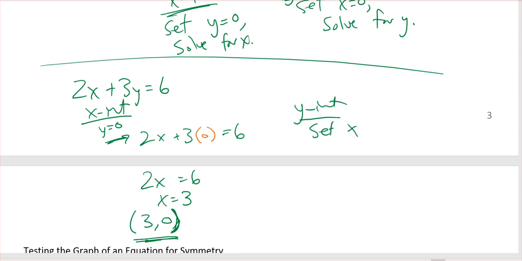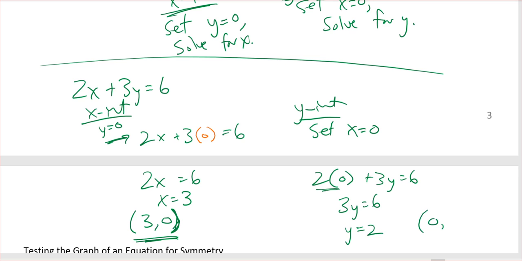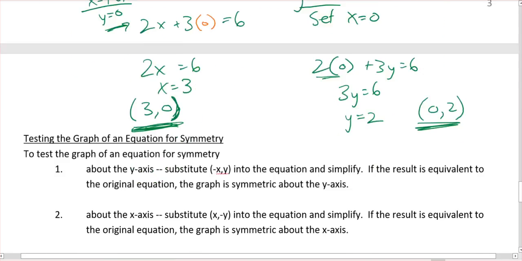And we can find y-intercepts too. Set x equals 0 now. So we get 2 times 0 plus 3y equals 6. That goes to 0, so we have 3y equals 6, and dividing by 3, we get y equals 2. So the point (0, 2) is a y-intercept of this graph. Great. Intercepts are wonderful tools to use for graphing. We're going to use these a lot throughout the semester, so we'll have plenty of examples of these.